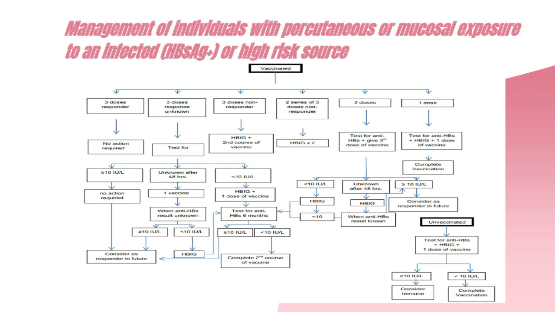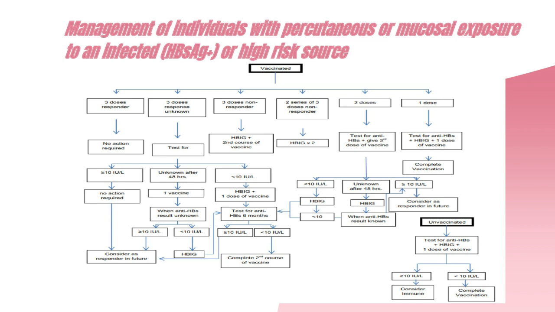Test for anti-HBs at 6 months. If the result is unknown at 48 hours, give 1 dose of vaccine. When the result is known, if adequate immunity, consider as responder in the future. But if inadequate immunity, give HBIG. Test for anti-HBs at 6 months.